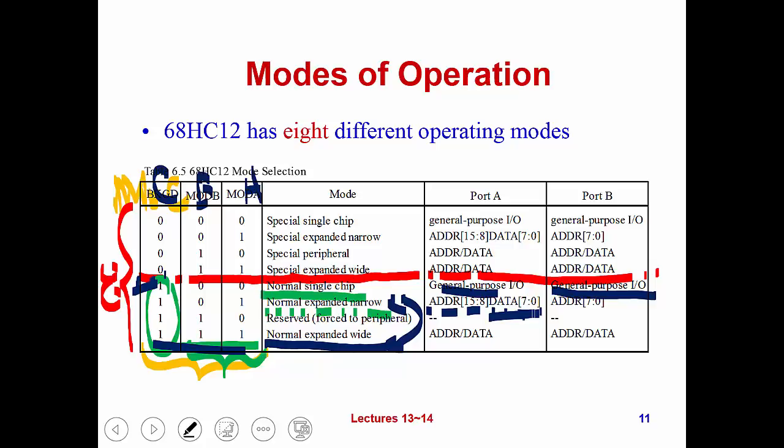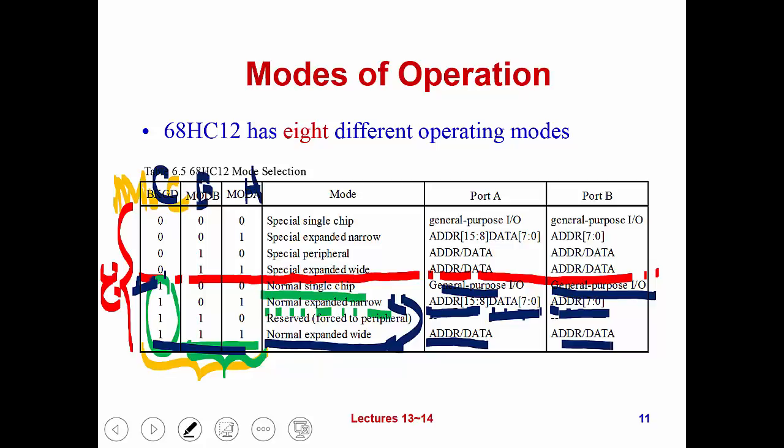But in port B, pins 0 to 7 are used for transmission of address. So they're different. When we configure in the normal single chip mode, they all serve as input output. But in the expanded mode, because we have much wider addresses, we require some more addresses. Like this. Then the normal expanded wide mode is pretty much the same as the normal expanded narrow mode.